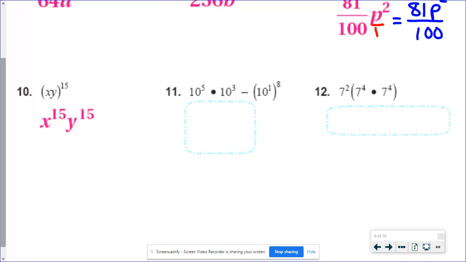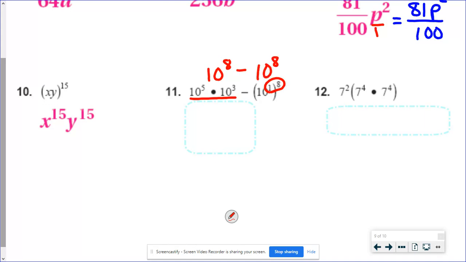Number 11, don't start worrying so much about what 10 to the 5th power is. It'll just be a 1 with 5 zeros, and 10 to the 3rd power is going to be 1,000. It's a 1 with 3 zeros. But this first part, because they're the same base, I would get 10 to the 8th power. And then I would also have 10 to the 1st to the 8th. I'm going to multiply those exponents, 10 to the 8th power.